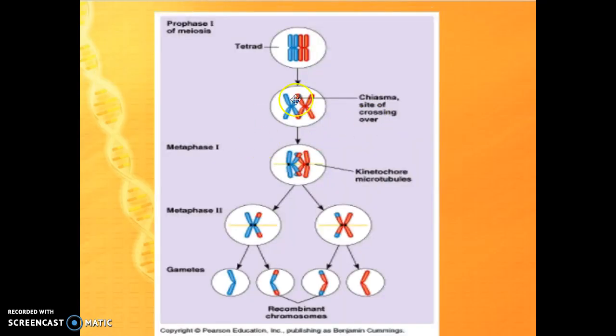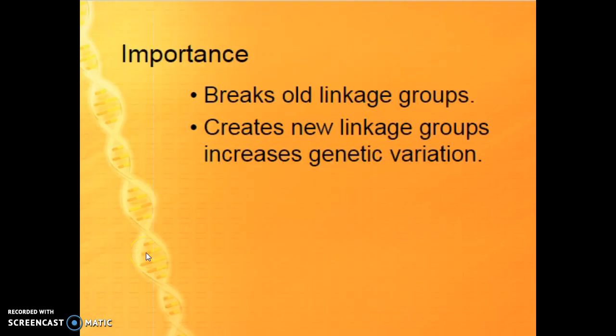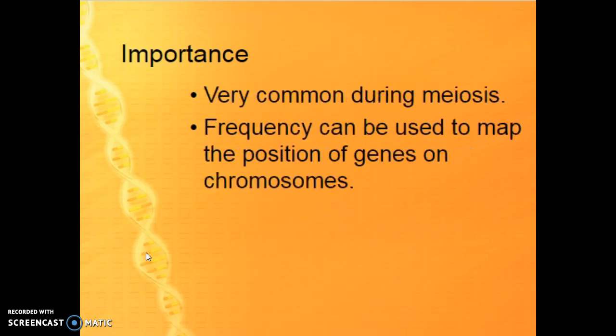So we see these chiasmata where we get some crossing over and we swap some DNA, so we end up with an all blue chromosome, a chromosome that's mostly blue with a little bit of red, a chromosome that's mostly red with a little bit of blue, and then an all red chromosome. So now we've got even more possibilities for chromosomes, especially combinations. It's going to break old linkage groups for sure. It's going to create new linkage groups that are going to increase variation. Really common during meiosis.